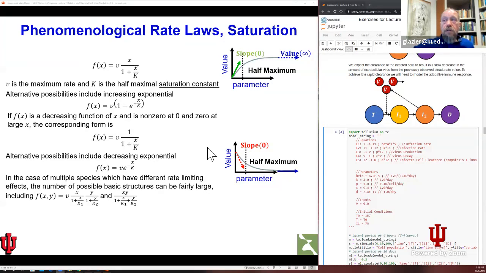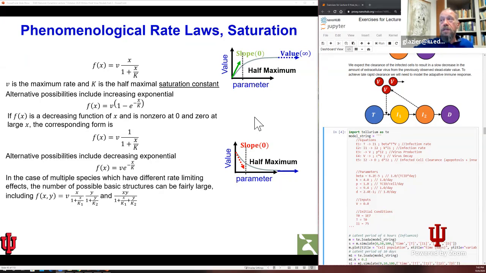There are other functional forms that I could write that would do the same thing. I could have an increasing exponential that would work as well. It looks pretty similar at 0 and infinity. Its shape near the halfway point is a little bit different.